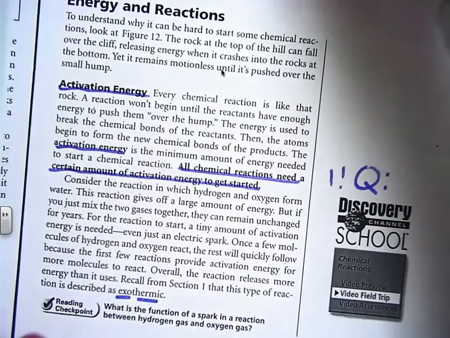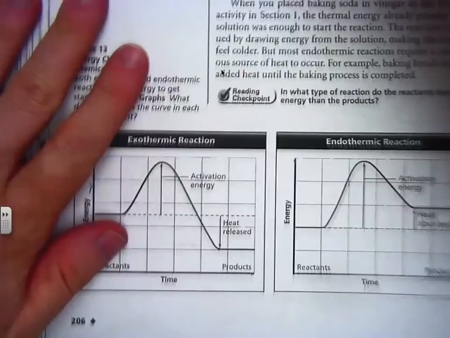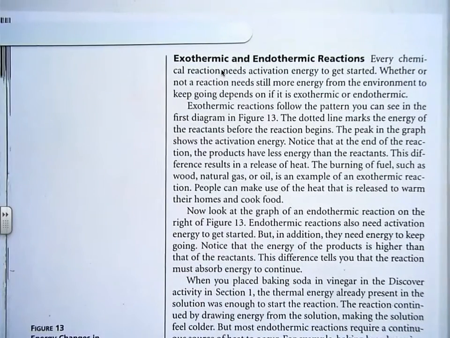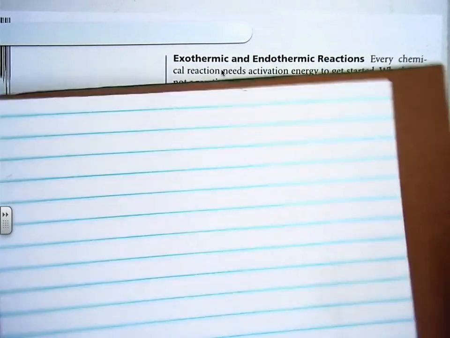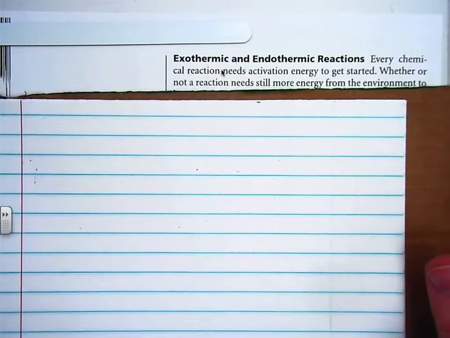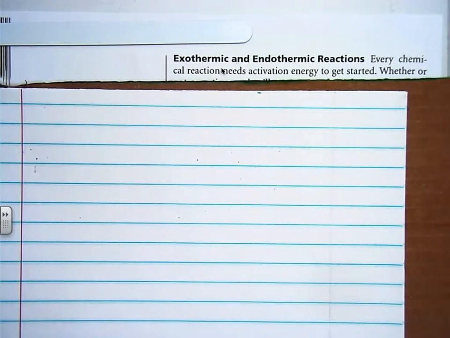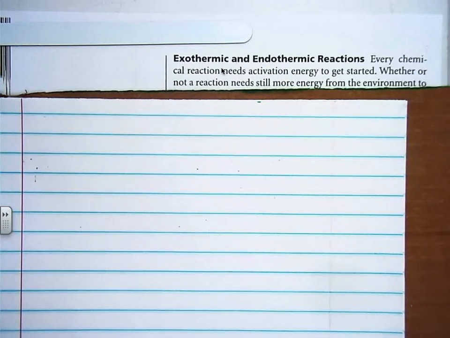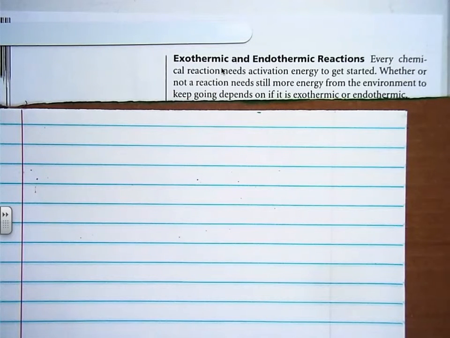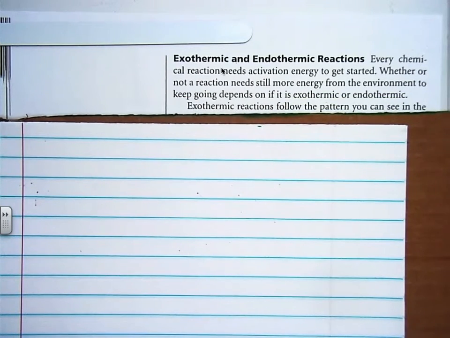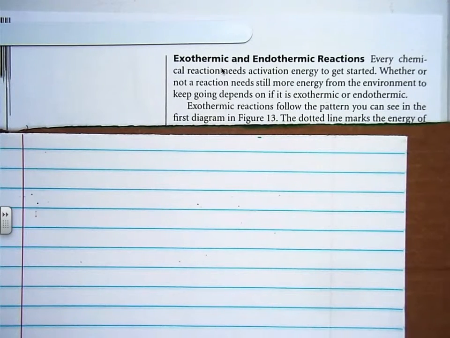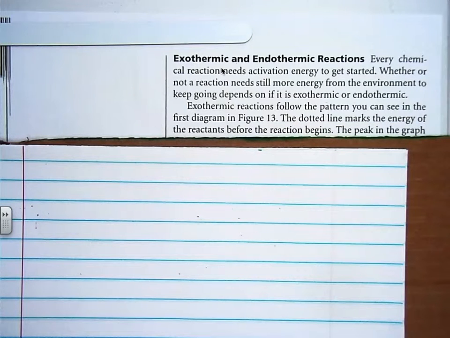Okay, please move on with me to page 206. Exothermic and endothermic reactions. Every chemical reaction needs activation energy to get it started. Whether or not a reaction needs still more energy from the environment to keep going depends on if it's exothermic or endothermic. Exothermic reactions follow the pattern you can see in the first diagram in figure 13. The dotted line marks the energy of the reactants before the reaction begins.